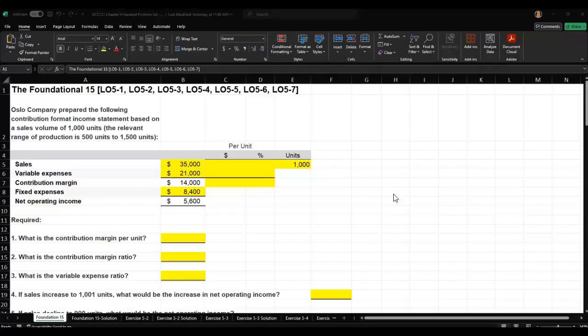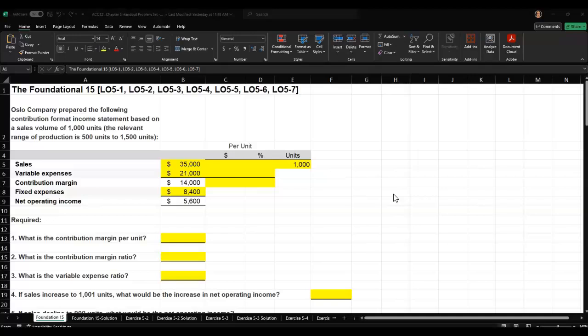All right, so let's look at this foundational 15. Okay, we've got Oslo Company, which prepared the following contribution format income statement based on a sales volume of 1,000 units. The relevant range of production is 500 to 1,500 units. Now again, remember, they've brought back this relevant range idea.